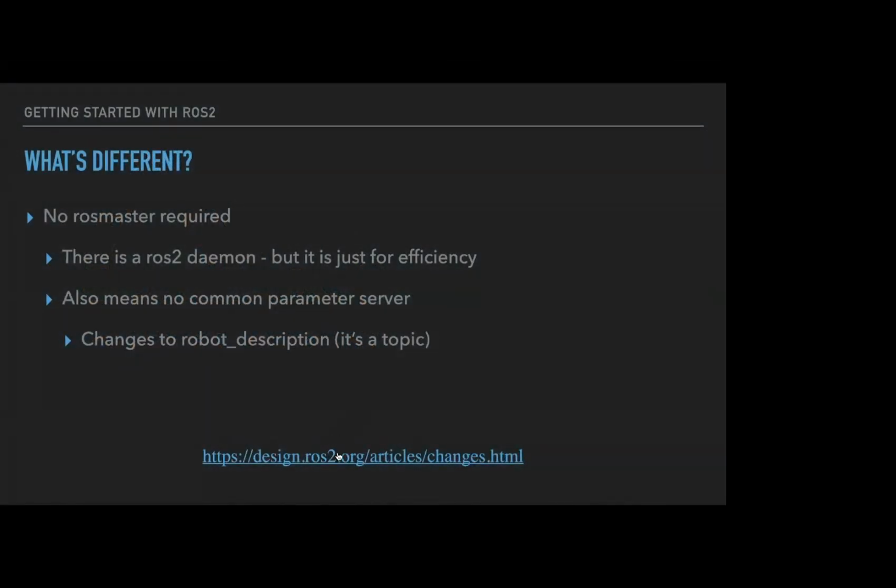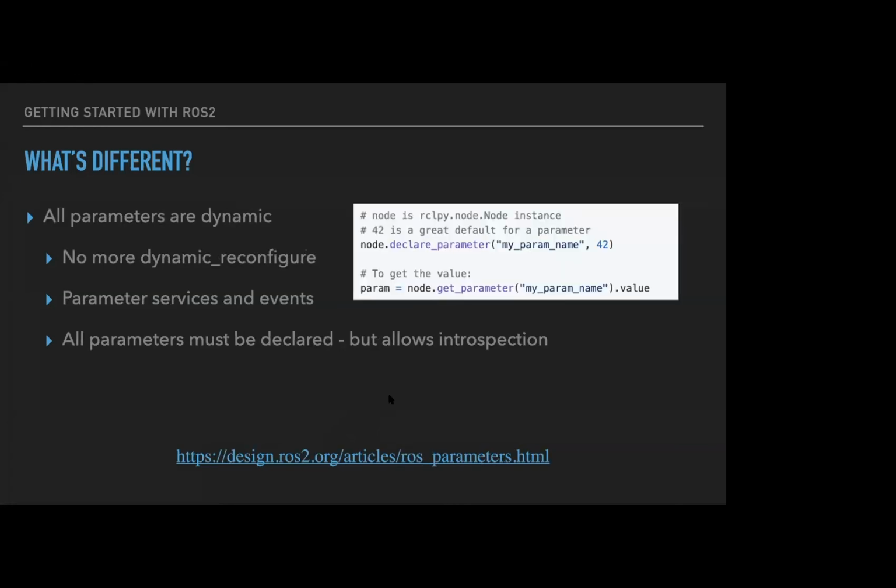The link down here is basically to the design.ros2.org site, which has all of these different articles that describe it. But in particular, this changes one, I think, covers quite a bit around not having a ROS master. The other cool thing that falls under the new features that are awesome is that by default, all parameters are dynamic, right?